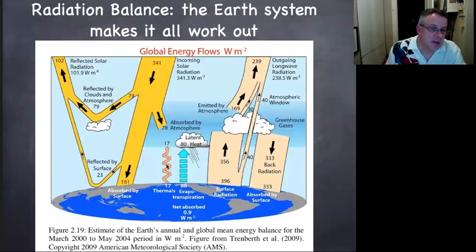And so if you add up these down here, this is actually saying that the net absorbed is about 0.9 watts per meter squared. So that's the global warming signal as of this estimate.